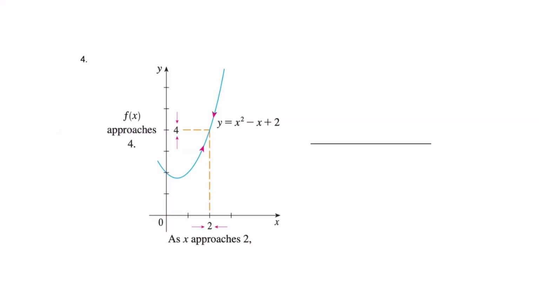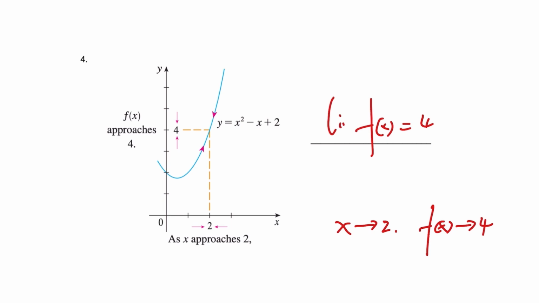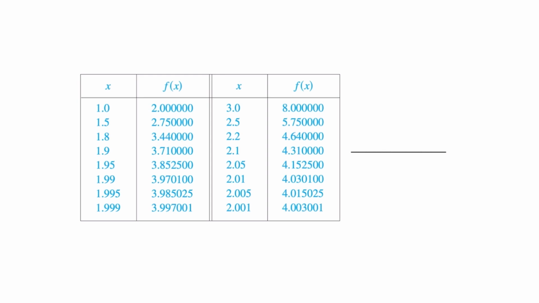Now let's practice writing some real limit notations. From this graph, it's not that hard for us to tell that actually x approaches 2, f of x approaches 4. So our limit notation will look like 4 on the right hand side, f of x, limit x approaches 2. And that's it.